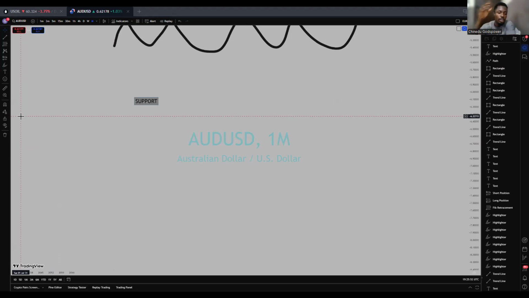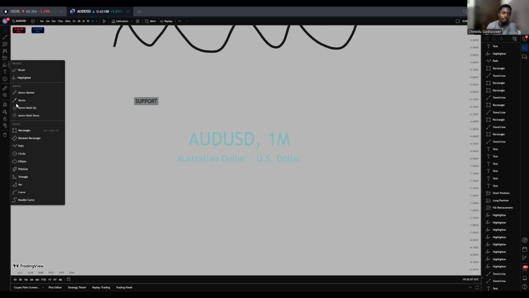But in forex trading, support are areas, historical price levels. It could be present price levels also, where price tends to fall into and bounce back from. So let me give a visual display of this.